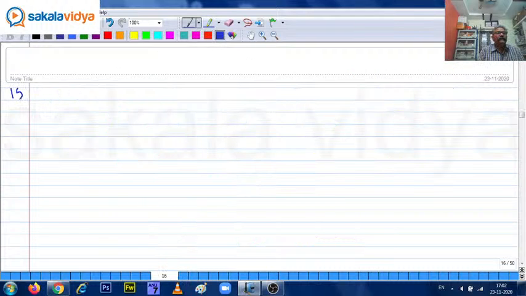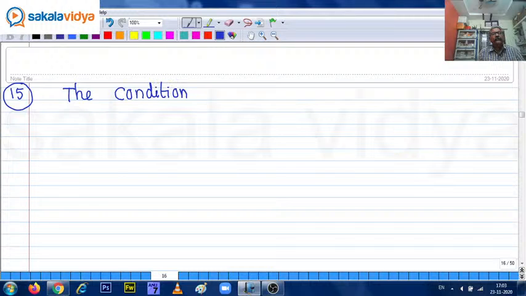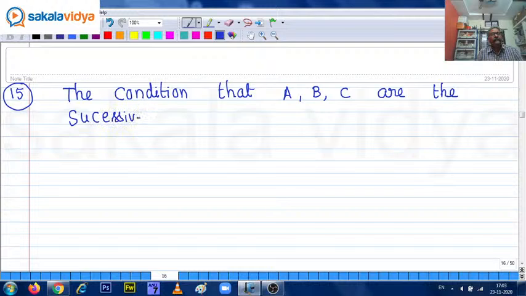So 15th question. The condition that capital A, capital B, capital C are the successive points of a line. The condition that A, B, C are the successive points of a line is, what is the condition?